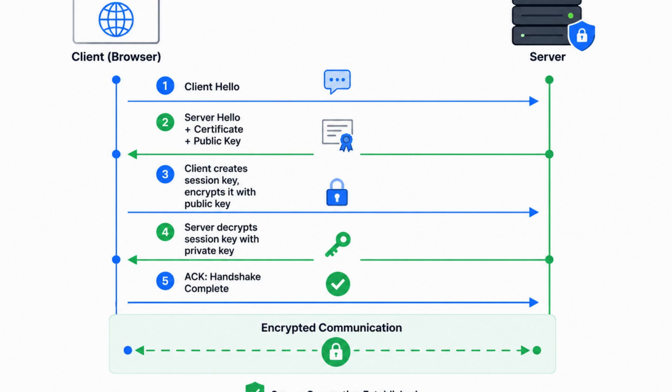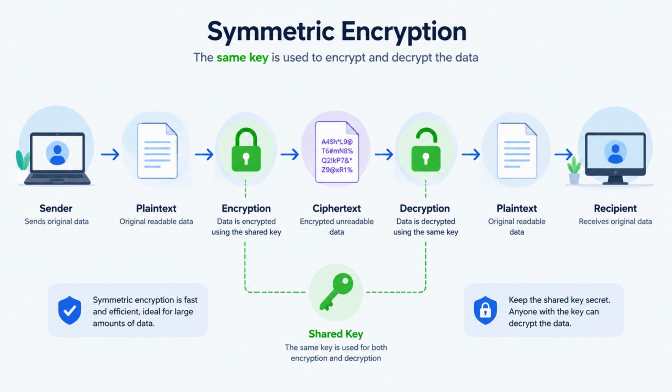There's something interesting happening here. Public key encryption is only used during the TLS handshake. After that, both the browser and the server switch to symmetric encryption. Why? Because symmetric encryption is much faster. Encrypting every message with public key cryptography would be far too slow. Instead, once both sides have the shared session key, they use it to encrypt and decrypt all future communication efficiently. This gives us both security and speed.